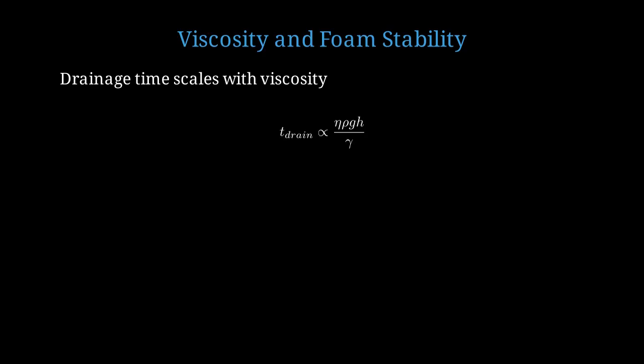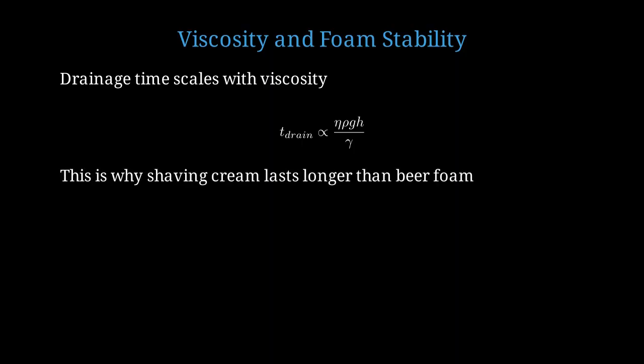The drainage time is proportional to eta rho gh divided by gamma, where eta is viscosity, rho is density, g is gravity, h is foam height, and gamma is surface tension. This explains why shaving cream, which has high viscosity, can last for minutes, while beer foam, with lower viscosity, collapses in seconds. Now let's explore the many practical applications of bubbles and foams across different fields.